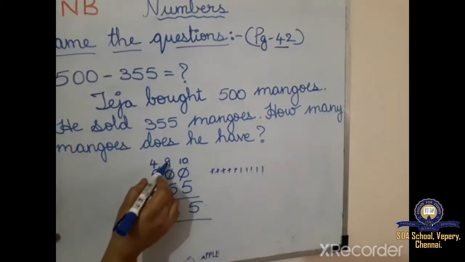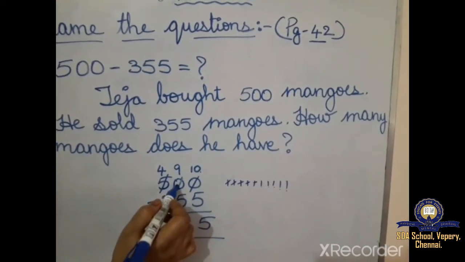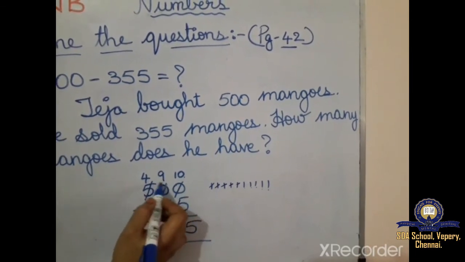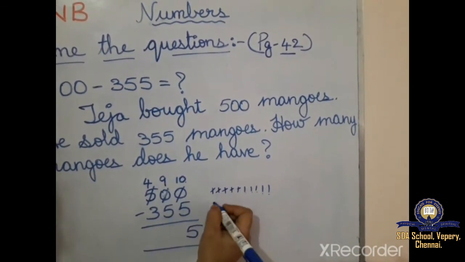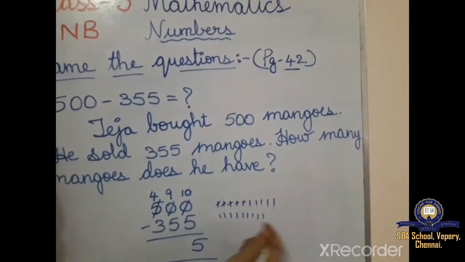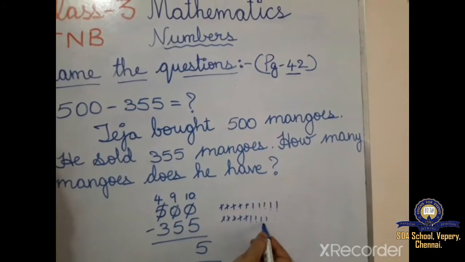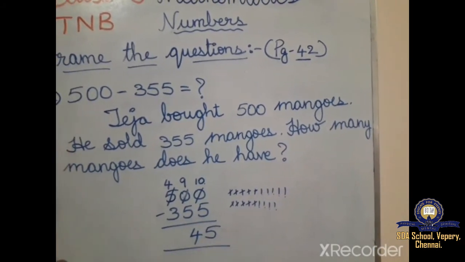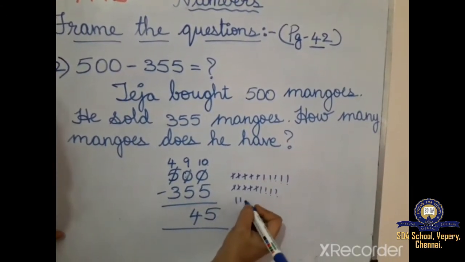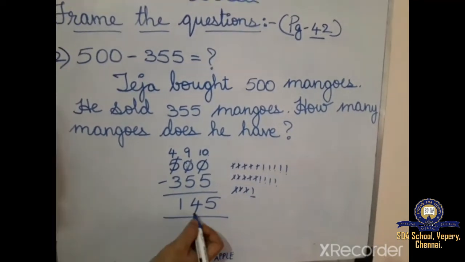Now this became 9, because we borrowed 1 from the hundreds place. We gave 1 from here, so this is 9. 9 minus 5 is 4. Now here what is the number? 4. 4 minus 3 is 1. So the answer is 145.